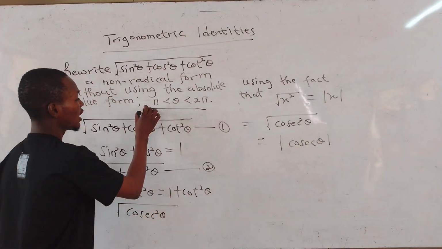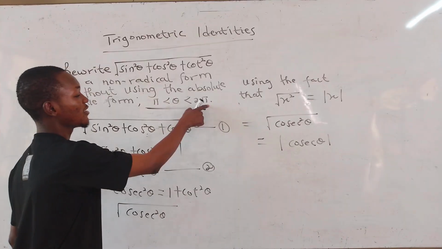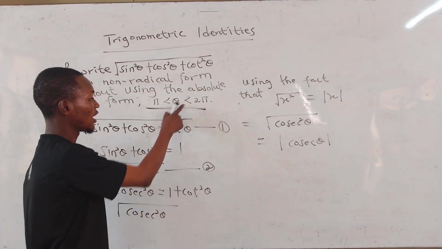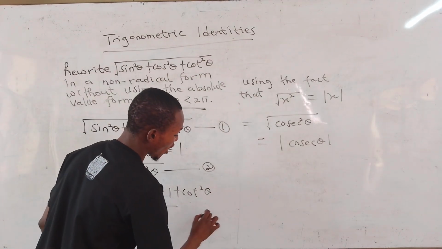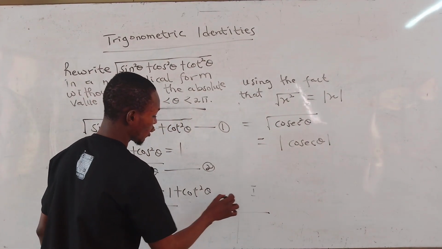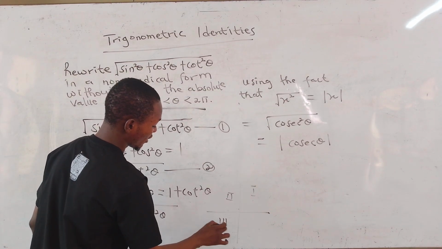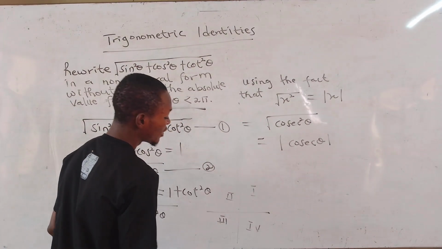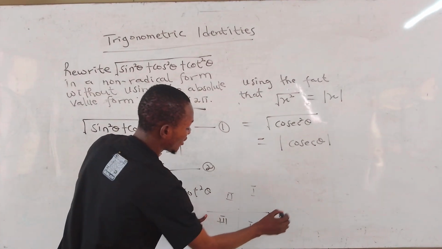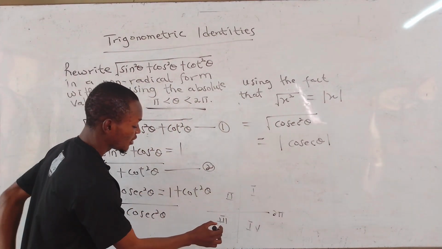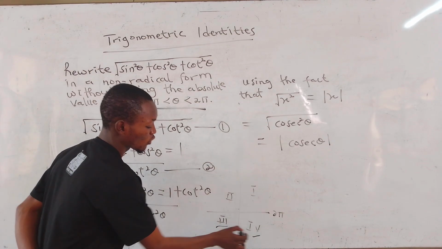But with the clue given here, theta is less than 2 pi, which is 360 degrees, and then greater than 180 degrees. So when you take into consideration the four quadrants, the first quadrant, the second, the third, and then the fourth quadrant, theta is greater than 180 but less than 2 pi. That is 360 degrees. Now theta falls in the third and then the fourth quadrant.